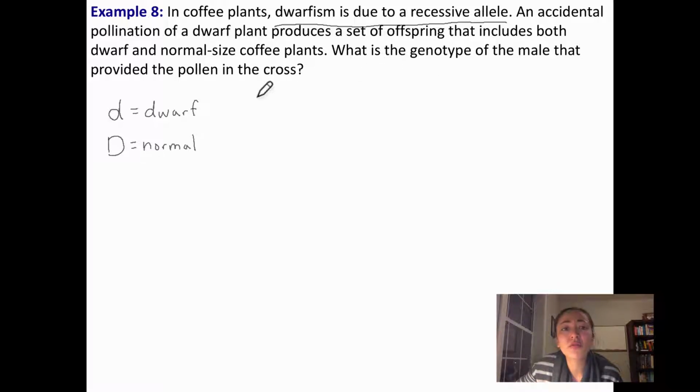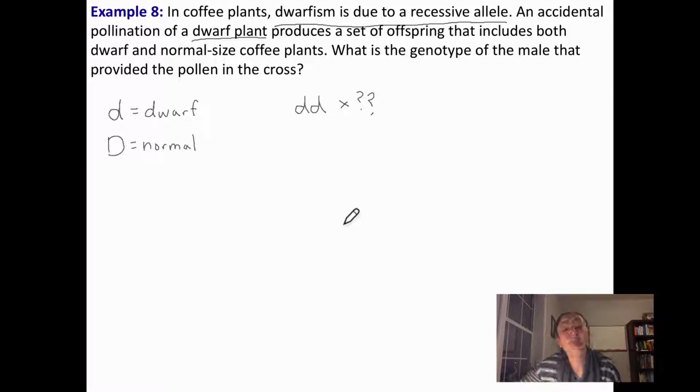Well, so we don't know the genotype of the male, but we do know that he pollinated a dwarf plant. So do we know the genotype of that plant? Well, if we look down at our key, dwarfism is caused by a recessive allele. So the only way that that plant could be a dwarf is to have 2 of the recessive alleles. So we know the one parent has to be little d, little d. However, the other parent, we don't know what they are.